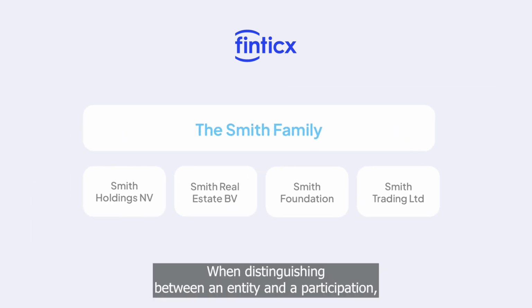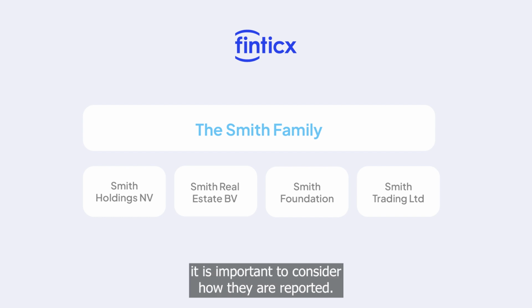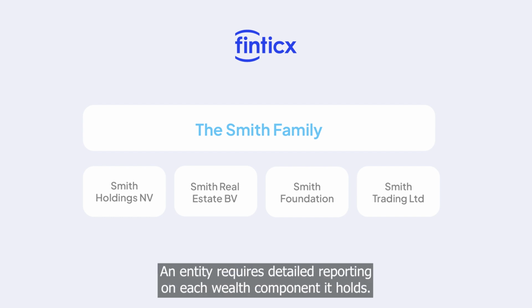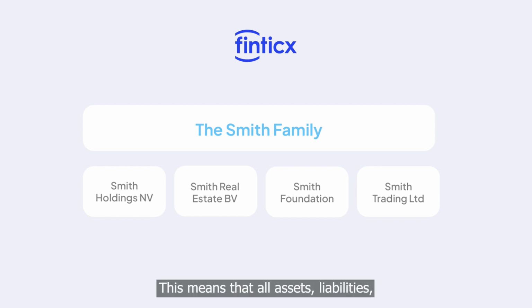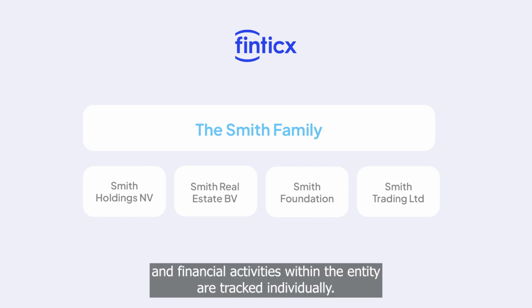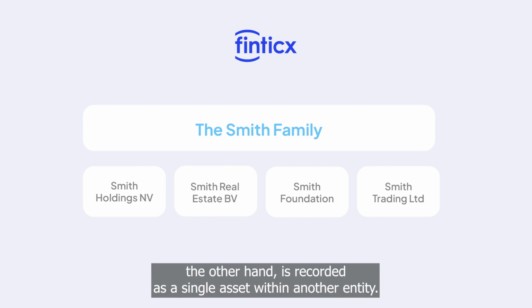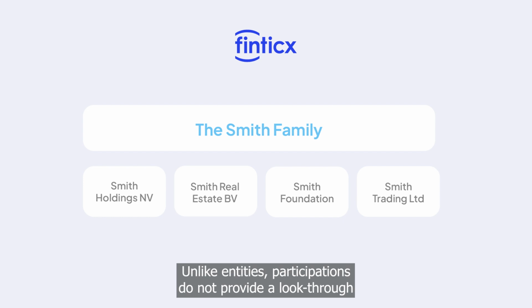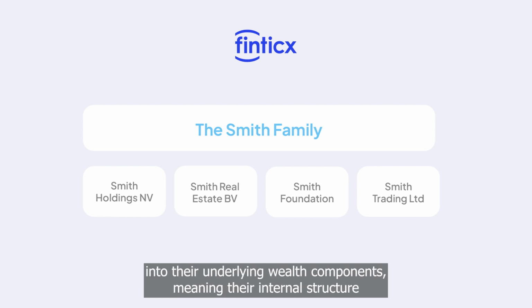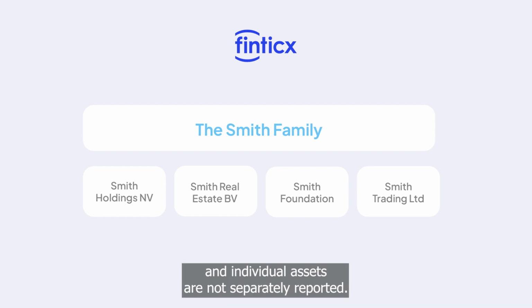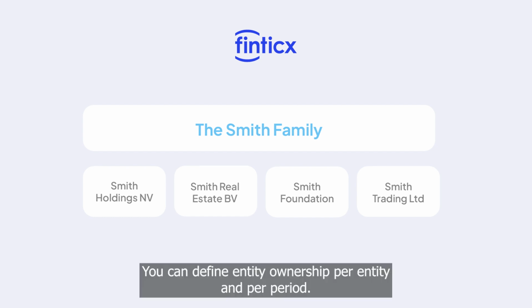When distinguishing between an entity and a participation, it is important to consider how they are reported. An entity requires detailed reporting on each wealth component it holds. This means that all assets, liabilities, and financial activities within the entity are tracked individually. A participation, on the other hand, is recorded as a single asset within another entity. Unlike entities, participations do not provide a look-through into their underlying wealth components, meaning their internal structure and individual assets are not separately reported. You can define entity ownership per entity and per period.